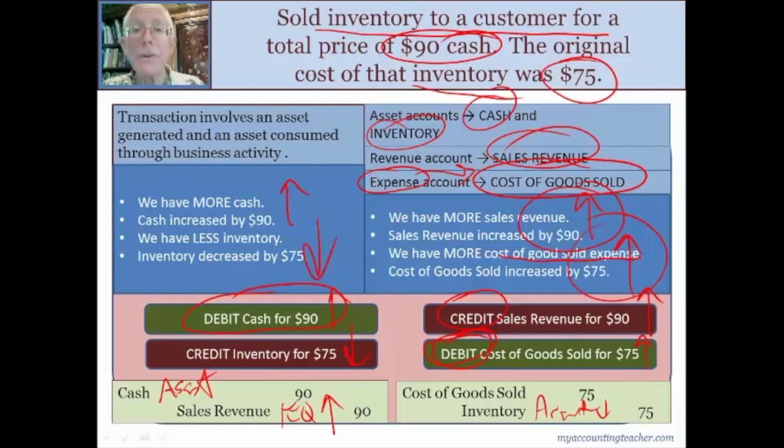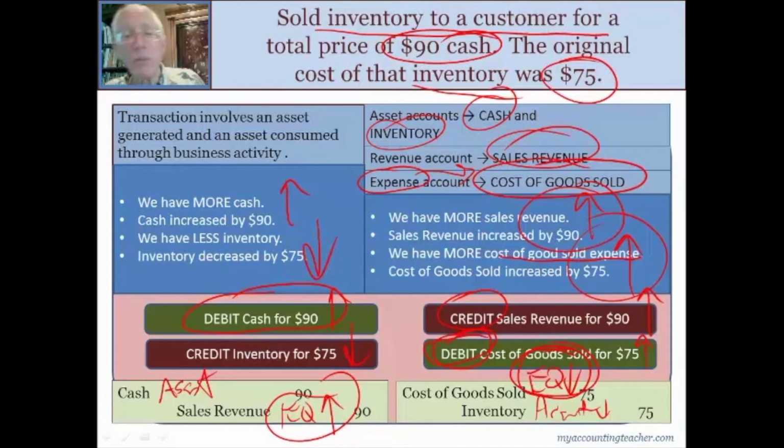And why did that inventory go away? Well, that was consumed in doing business. That's an expense. Expenses are equity accounts. More expenses mean less equity. So the reason we're debiting cost of goods sold is we're showing that our equity went down. Revenues cause equity to go up, so they're credits. Expenses cause equity to go down, so they're debits.